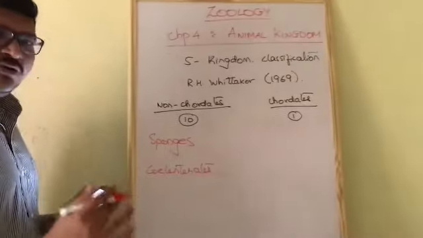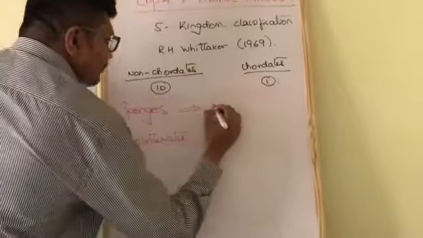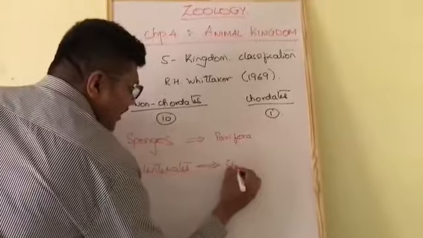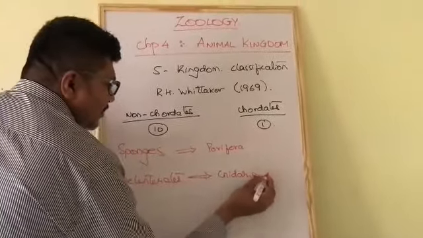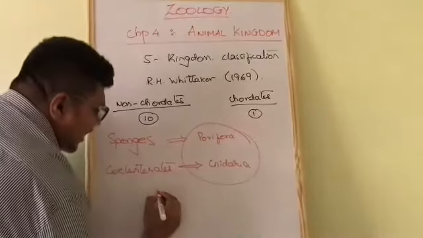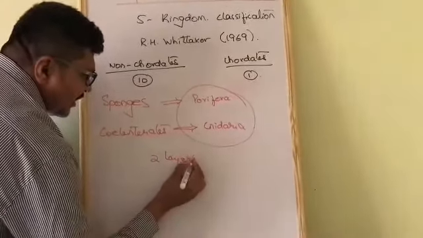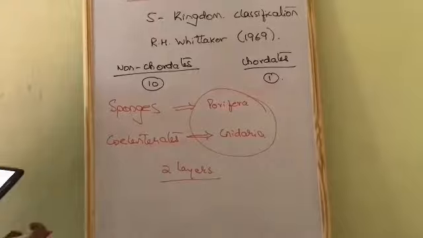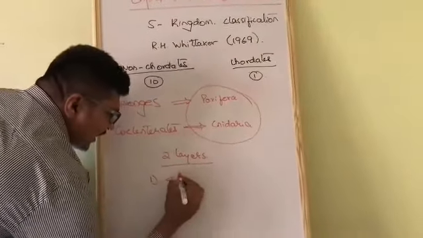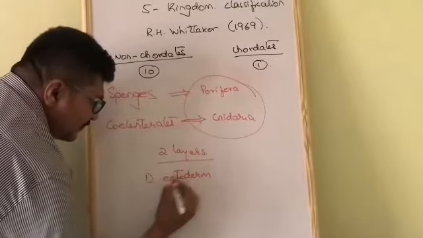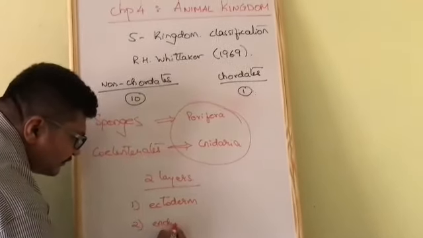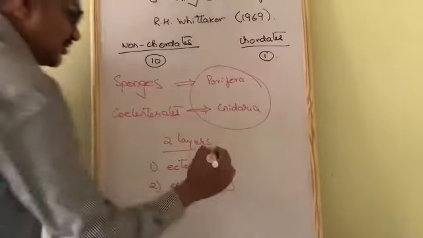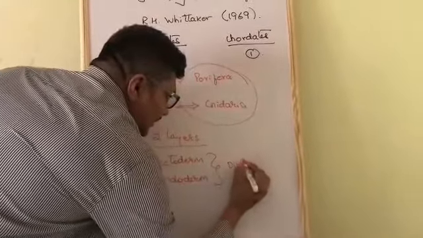Now when the chapter is done to you, you already know that sponges belong to phylum Porifera and coelenterates belong to phylum Cnidaria. Both of these organisms are having 2 layers during the embryogenesis formation, and it has 2 layers in the adult form as well. Those 2 layers are ectoderm and endoderm. Due to the presence of 2 layers, these organisms are called diploblastic.